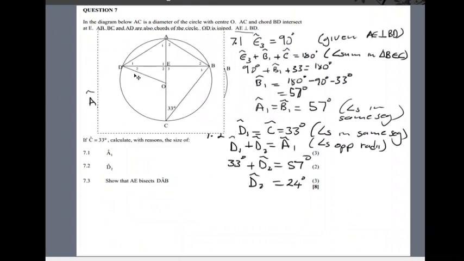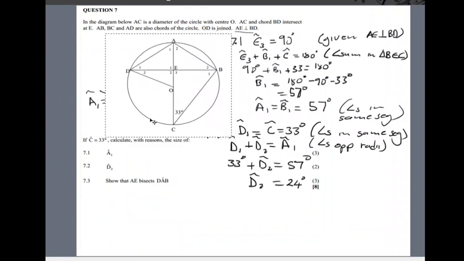Now I want to show that AE bisects the angle DAB, right? So the way to show that, if you can show that angle A1 and A2 are equal, then you prove that AE bisects DAB, right? So one way of doing this is to prove that the triangle ADE and triangle AEB are congruent, right? So meaning all the corresponding angles will be equal and all the corresponding sides will be equal, right?